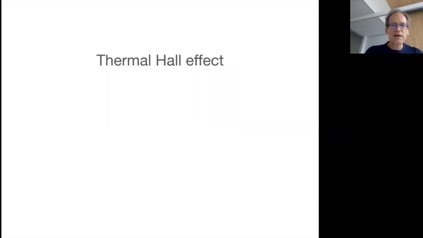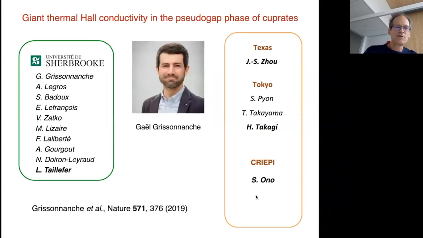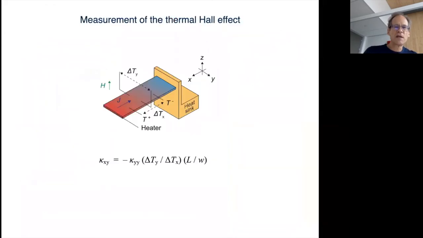So let's look at the thermal Hall effect in cuprates. This is another project that was led by Gael when he was in our group, and his leading paper was published a few years ago. Let me take you through the study. First of all, what is the thermal Hall effect? Well, it's the thermal analog of the electrical Hall effect.